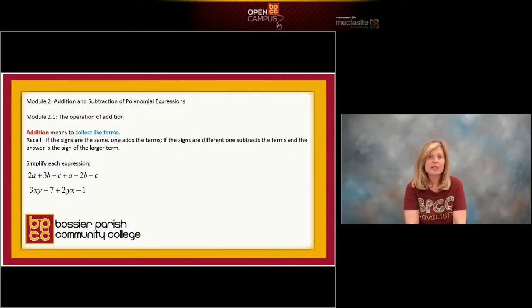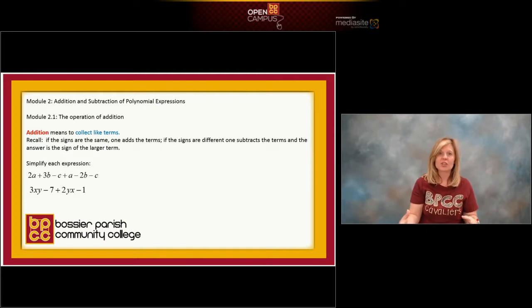Okay, we are now moving into Module 2, and in Module 2 we're going to actually begin operations of polynomial expressions. In this module we're going to learn how to add and subtract polynomial expressions. Now we've already touched a bit on this when we talked about collecting like terms. In math, addition just means put together.